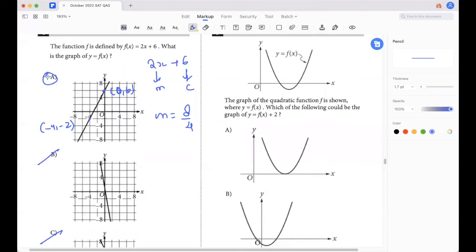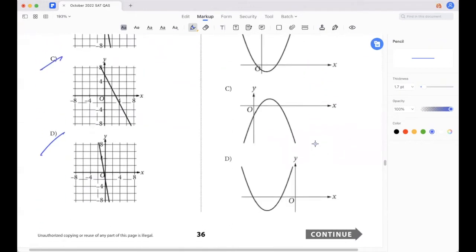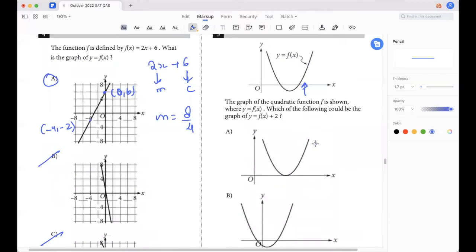The graph of the quadratic function f of x is shown where y is f of x. Which of the following would be the graph of y is equal to f of x plus 2? So that will be 2 units above this graph. So that looks like option A. Yeah, so B, C, and D do not show an upward shift.